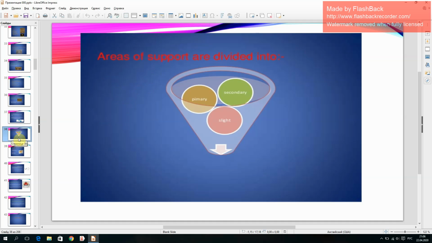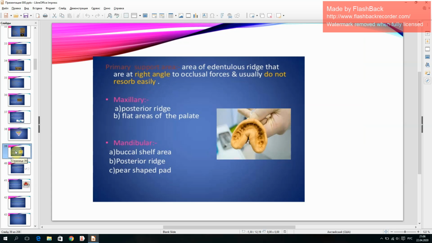Areas of support are divided into primary, secondary, and slide. Primary support: areas of the edentulous ridge that are at right angles to occlusal forces and usually don't resorb easily. Maxillary: posterior ridge, flat areas of the palate. Mandibular: buccal shelf zone area, posterior ridge, pear-shaped pad.